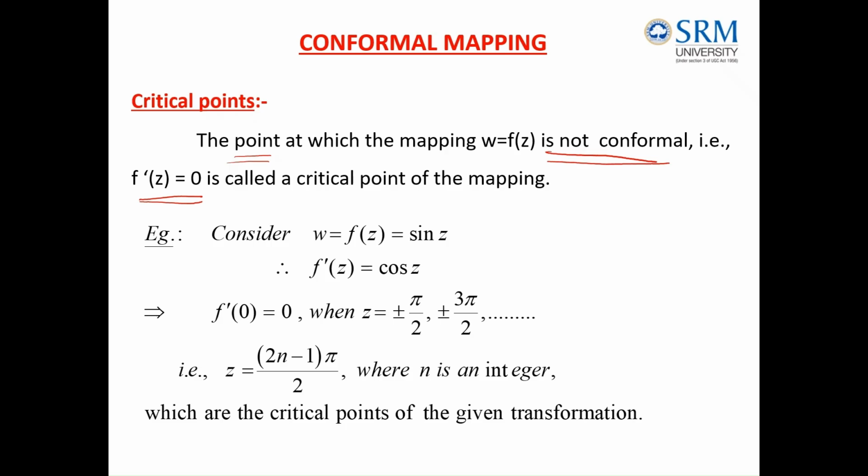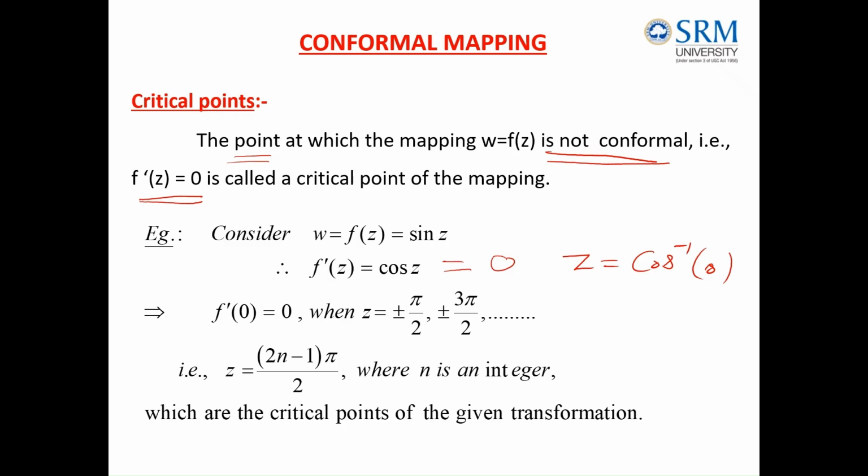For example, take W equal to sine z. So f of z we are taking as sine z. Find the derivative of sine z, which is cos z. Then equate it to 0 and find out what z is. So if you equate cos z to 0, you will get z as cos inverse 0.